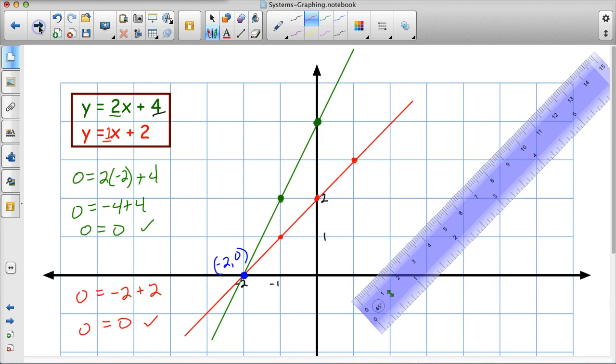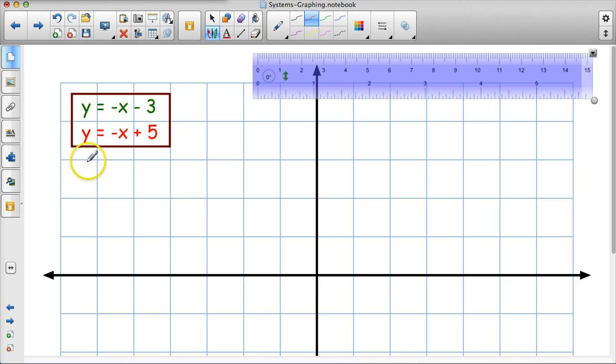Let's look at a second example. I have the graph, or the line, y equals negative x minus 3, and the line y equals negative x plus 5. There are two equations in my system. I'm going to graph both equations. So I start with the green one. Notice, though, I don't have any labeling on my graph, so I need to do that. And I'm going to count this time by threes. So this would be 3, 6, negative 3, negative 6.